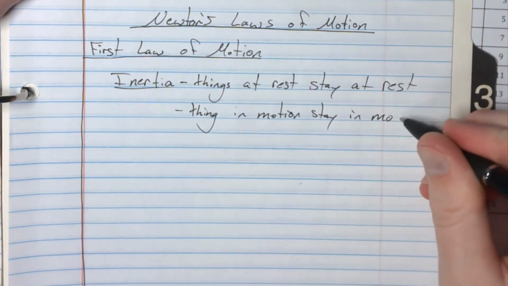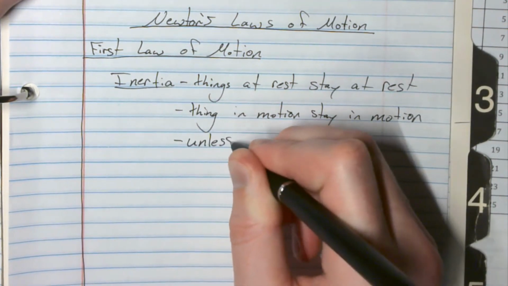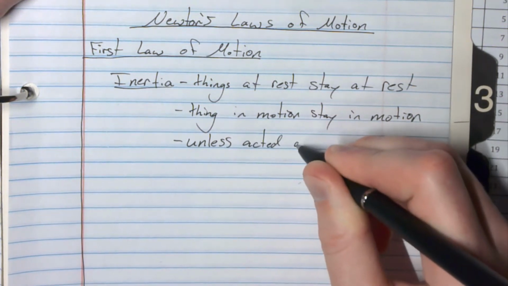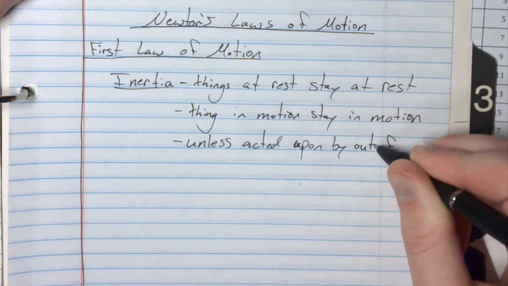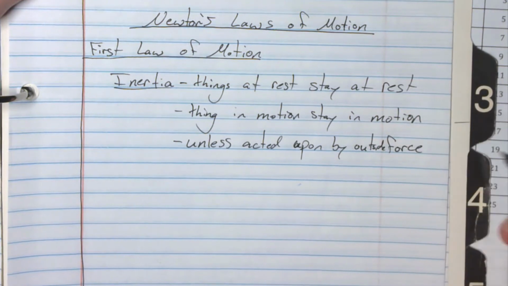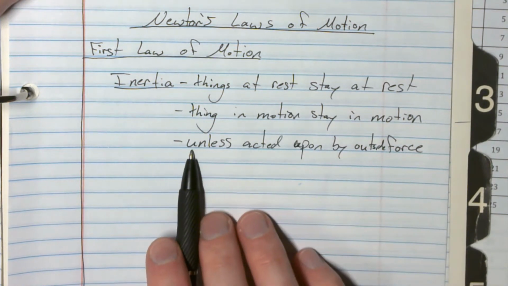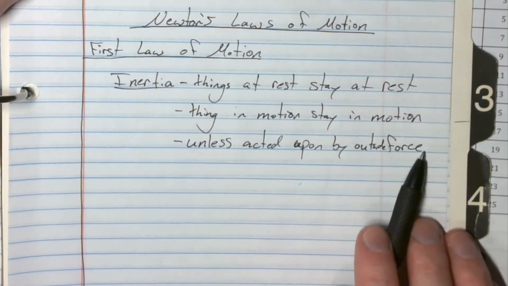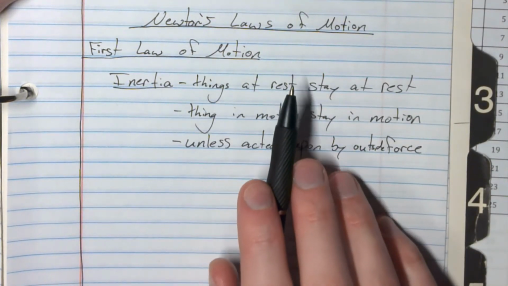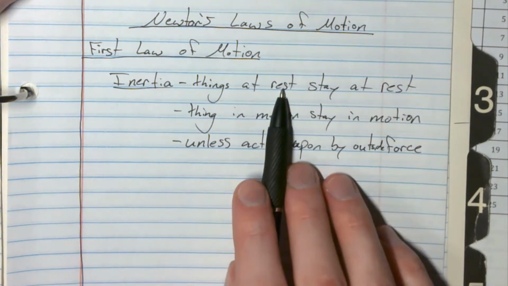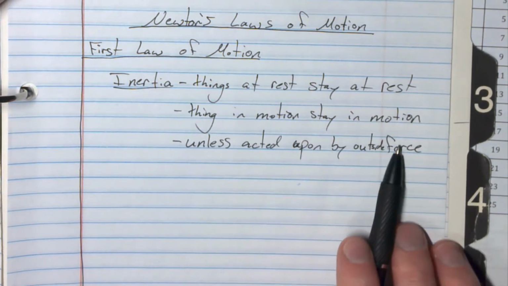And there's a little caveat there. It's unless acted upon by an outside force. I got ahead of myself. So these first two things are true until it's acted upon by another force. So acted upon means like you're applying a force. So something that's going to stay where it is until you apply a force. It's not going to move. Or it's going to stay in motion forever until another force is applied.